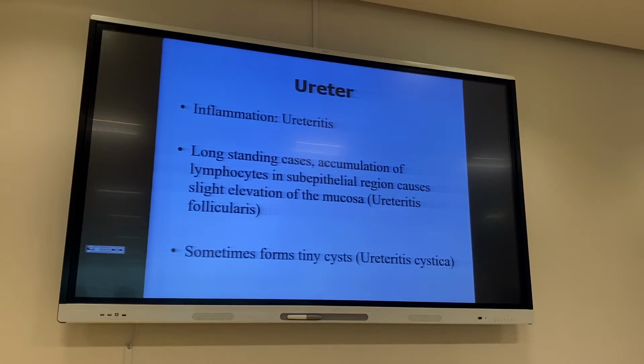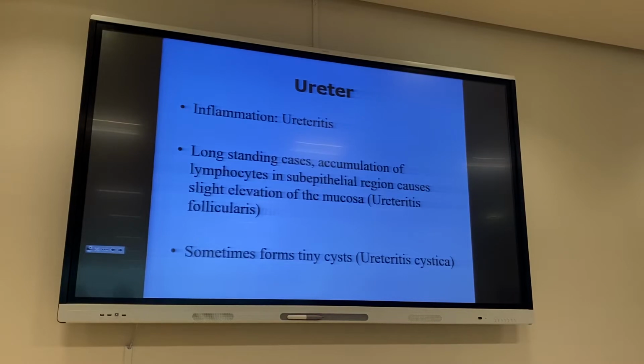And that's going to be marked by the accumulation of lymphocytes in the subepithelial region, in the lamina propria. This dense area will be roaming with lymphocytes. And those lymphocytes are actually going to cause it to aggregate into what you call pseudo follicles. So they will start to show up like bumps in the mucosa of the ureter, of the urothelium.